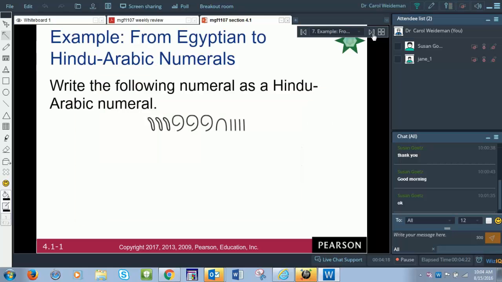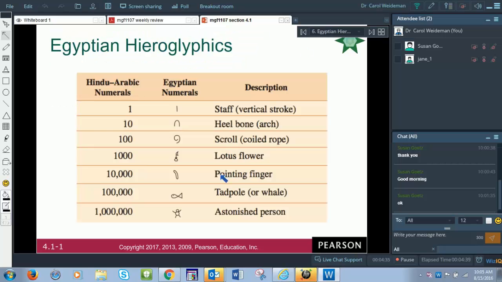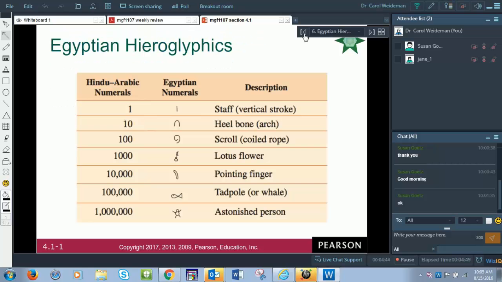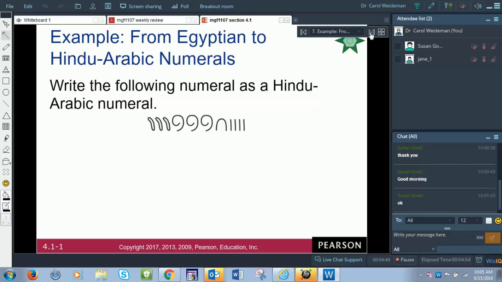So let's take a look at a problem. I wish I had kept that little table over here, but we'll flip back in a minute. It says, write the following numeral as a Hindu-Arabic number. So take it from the hieroglyphics to our system. We notice that there are groupings here. There are 3 of this symbol, and if we go back and take a look at that little table, that symbol was the pointing finger, which is worth 10,000. So right away we have 3 of these, and then we have 3 of these, which were called the, is that a loop? Scroll, which is 100. And then we also have 1 of these and 4 of the staffs.